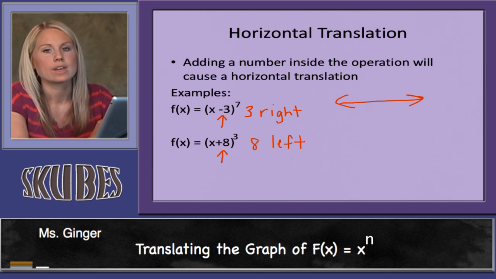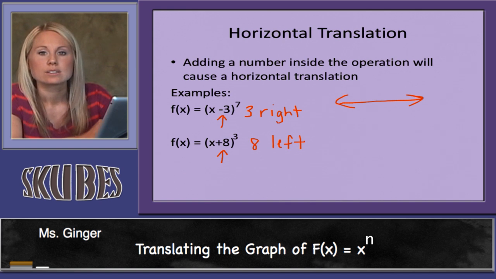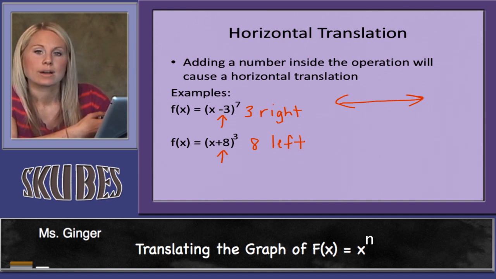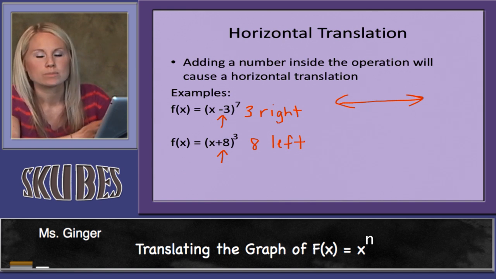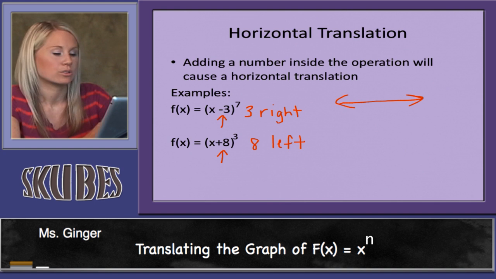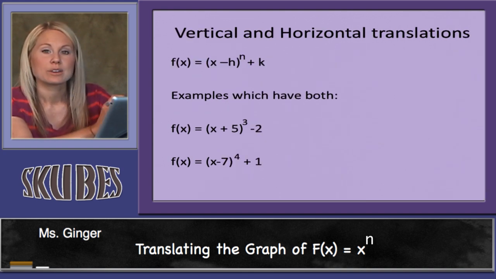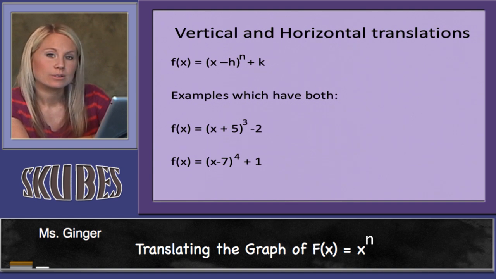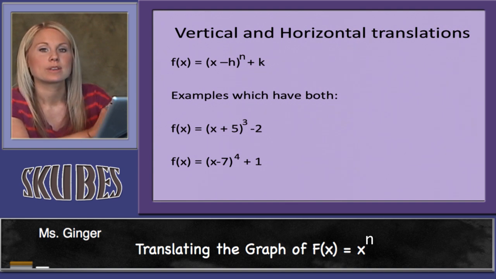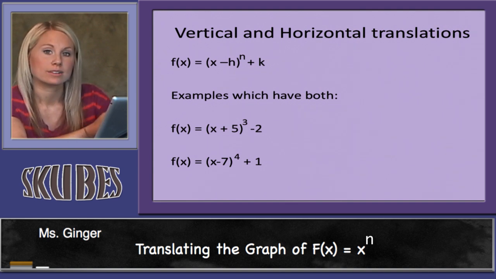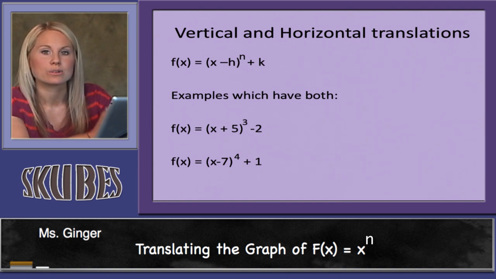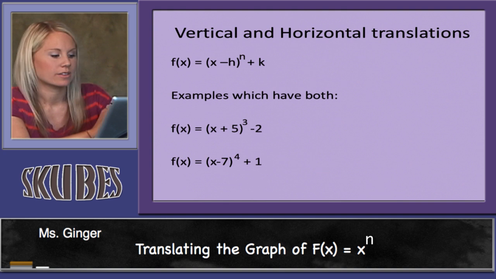So you just have to remember that outsides are regular, pluses up, minuses down, but insides seem backwards. But it is true, the positive numbers are going to move the graph left and the negative are going to move right. So if you see that you have a number occurring on the inside and the outside of your operation, that's going to mean that your function has both kinds of translations, vertical and horizontal. So let's take a look at these examples and see if we can identify those.